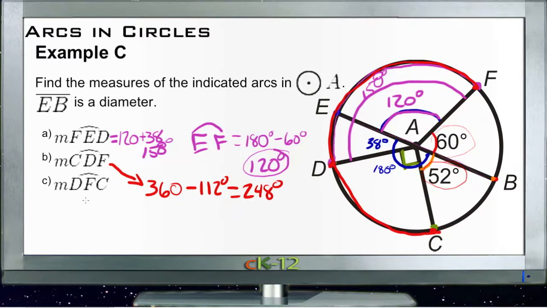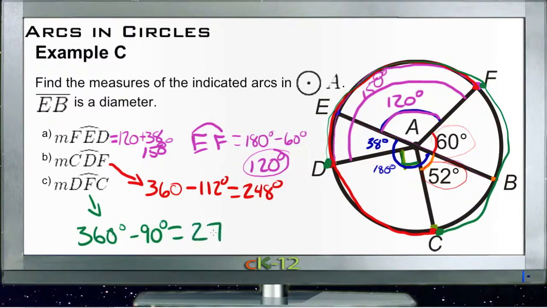Then we have DFC. That's our final one. Let's do that one in green. So it's going to go from here to here to here. That one's pretty easy because it's 360 degrees minus this one little bit right here. So it's going to be 360, take away 90. So that will be 270 degrees. And we're done.